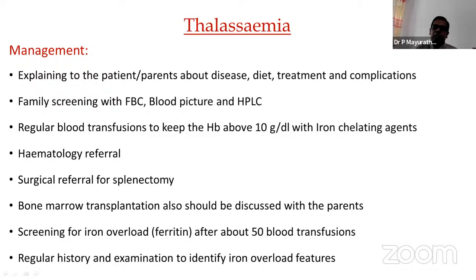We know that roughly when we give about 50 blood transfusions, they start to develop iron overload. So they need iron chelating agents. There are various kinds and various routes that can be given: oral, intravenous route. There are various preparations available, so depending on the facilities in your hospital, you can choose. And we have to refer to the hematologist, because we need their input also, especially for thalassemia major cases.